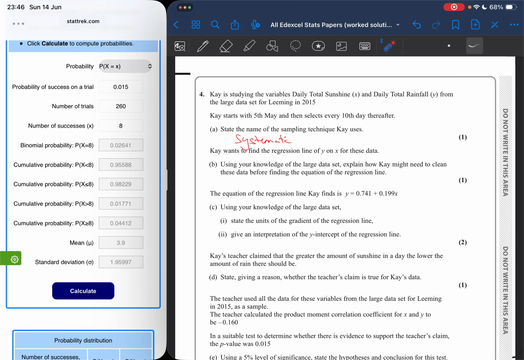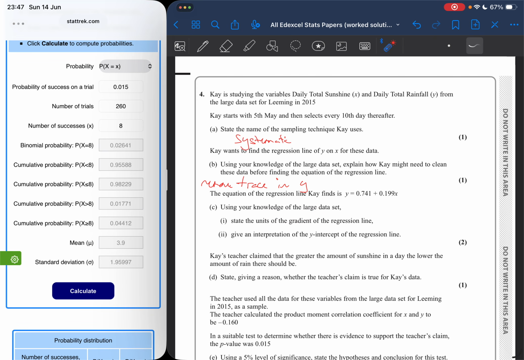Kate wants to find the regression line of Y on X. What's Y? Rainfall. What's X? Sunshine. Using the knowledge of the large data set, explain how Kate might need to clean these data. I don't know too much about the large data set, but doesn't that have trace in it? So it's remove trace in Y. It's called cleaning the data, and that's what they've said. The reason is that trace is qualitative, it's a word. When we're doing this sort of stuff, we want numbers to deal with, not words. So it basically just means remove the words. Yep, lovely.